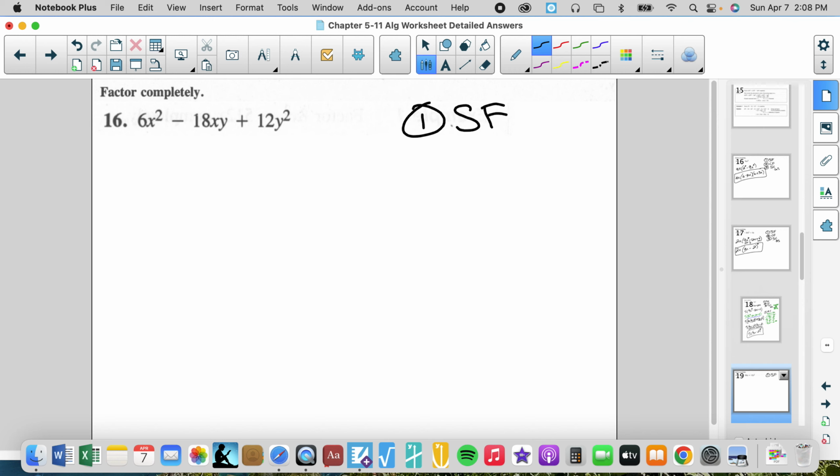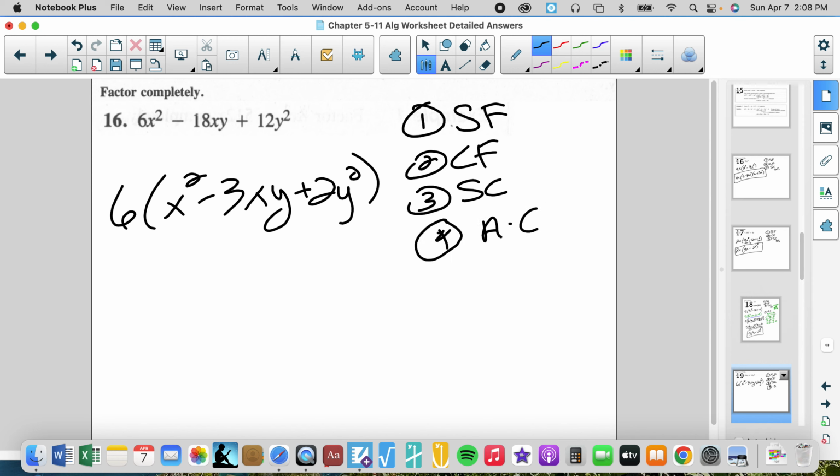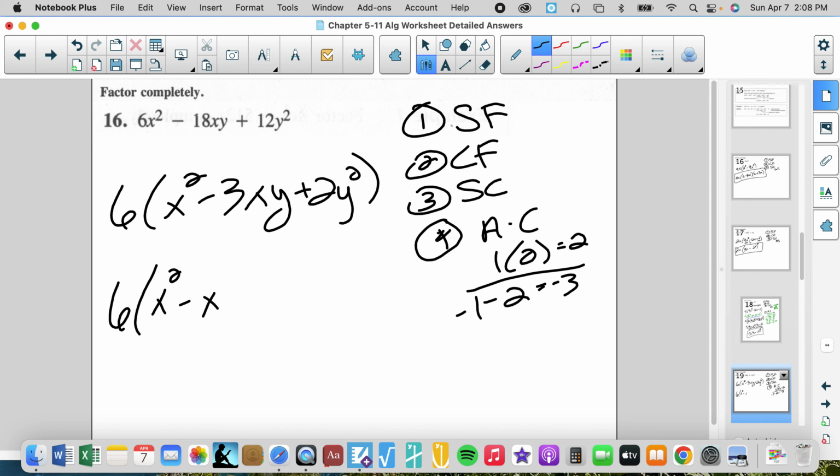Standard form, yes. Common factor, let's factor out a 6, just a 6: x squared minus 3xy plus 2y squared. Not a binomial square, not a special case. Let's do a times c. A is 1, c is 2, which is 2. Factors of 2 are 1 and 2. Signs are the same, both negative. And yes, it equals my middle. x squared minus xy minus 2xy plus 2y squared. Factor by grouping.